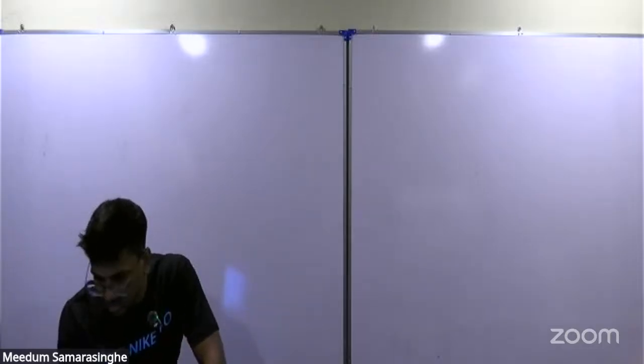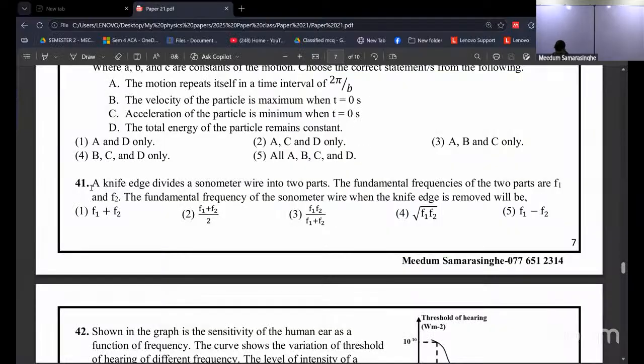Okay, next one, 41st. See, this is the question. A knife edge divides a sonometer wire into two parts. The fundamental frequencies of the two parts are F1 and F2. The fundamental frequency of the sonometer wire when the knife edge is removed will be?